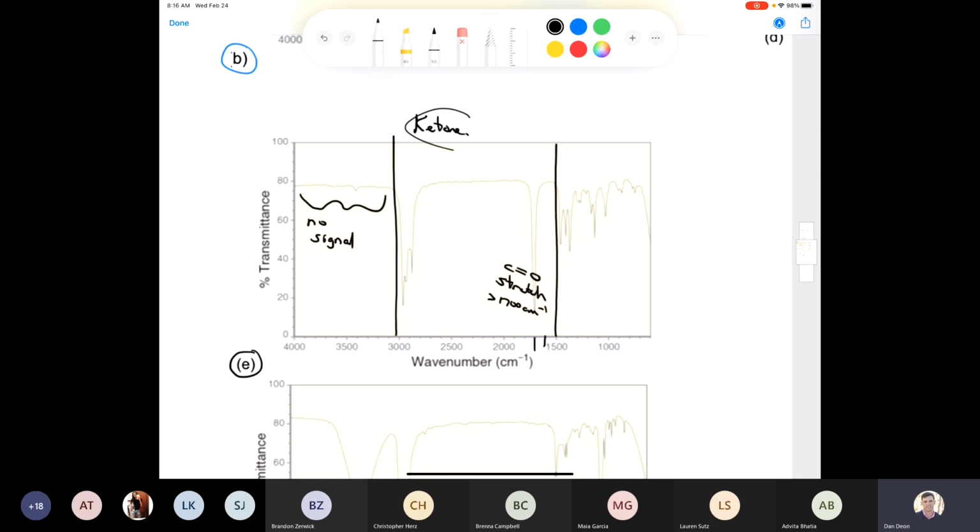And so that tells us that out of all of our choices, the only possibility is that this is a ketone. Also notice that a carbonyl has a strong dipole, right? Oxygen is the second most electronegative element on the periodic table, right? So it's got a strong dipole, and that's why a carbonyl produces such a strong absorbance. That's why it's such a strong signal.